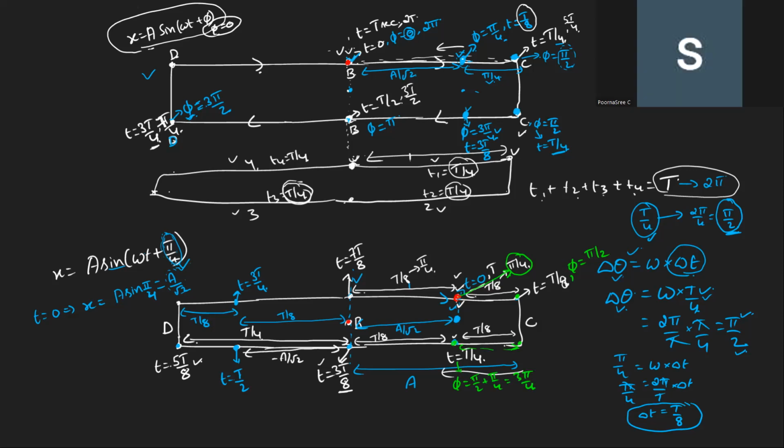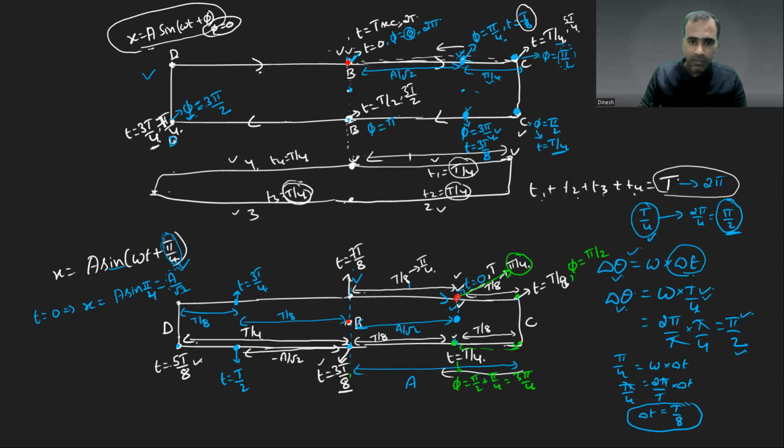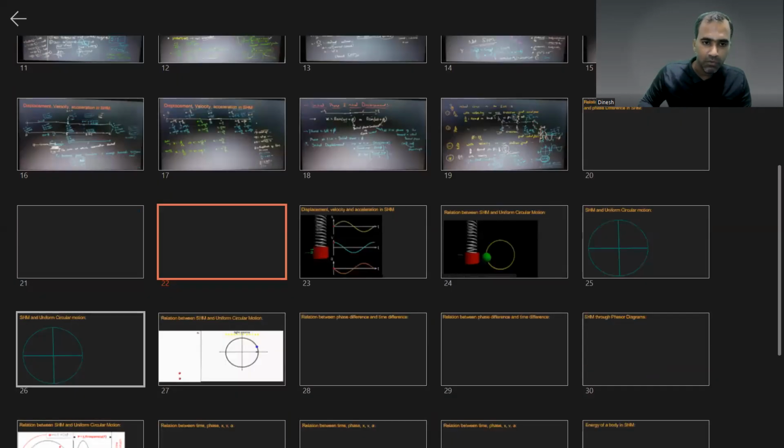Okay. Now what is the phase corresponding to this point? Pi. Same phases only, but the initial phase is different. That is the only change. Fine. I'll move to the next slide. I'll take some more examples.